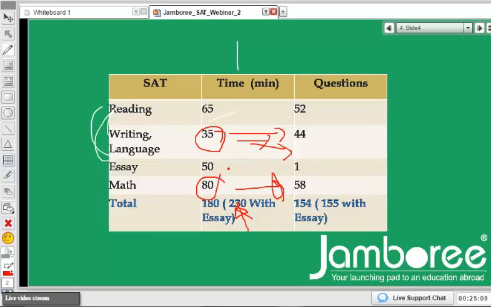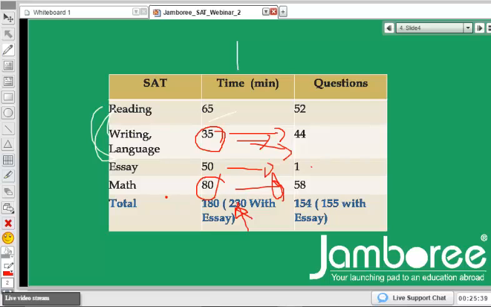Okay, essay, 50 minutes, one essay is extremely comfortable. We have lots of students who have prepared and taken the exams. They say that this one essay is extremely comfortable. So that's not the problem. The only thing is that the essay comes at the end of the exam. So you do 180 minutes, 3 hours of English and math, and after that you have to write the essay. So some fatigue sets in.